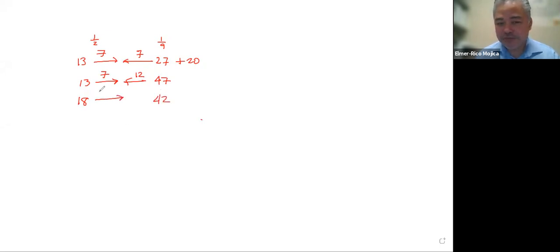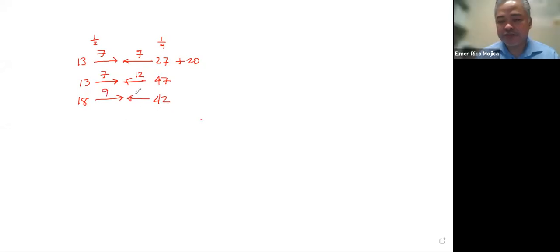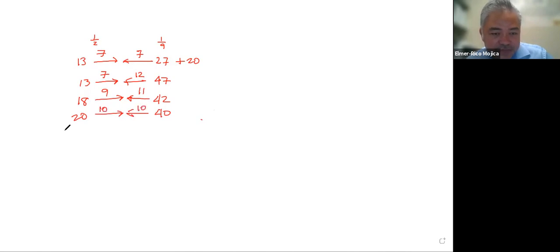So what is 1/2 of 18? Anyone? 9. And what is 1/4 of 42? Can we say 11? Because 11 times 4 is 44, so maybe it's around 10 point something. And in that case, this now becomes 20 and this becomes 40. And what do you have here? This becomes 10 and this becomes 10.